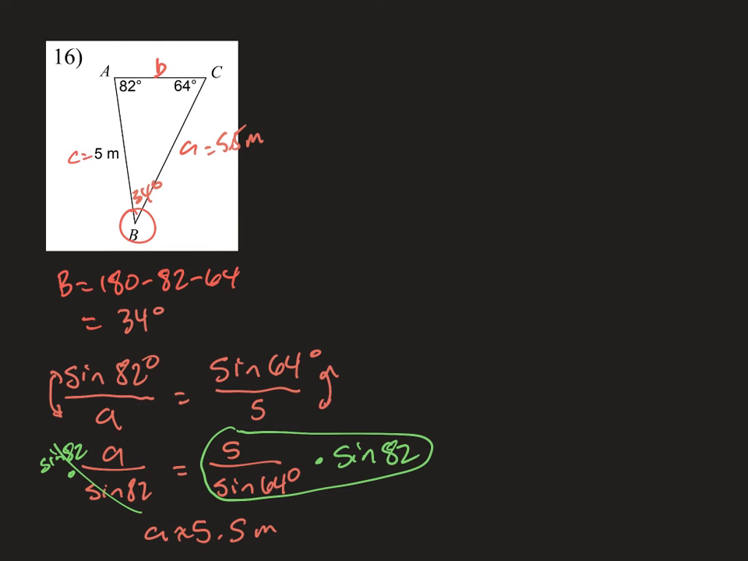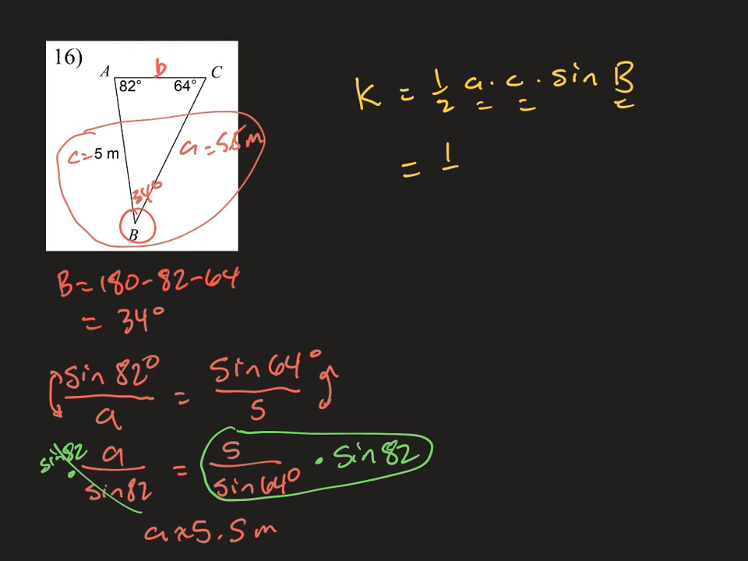And now we can do our area formula, and I'll just use these three measurements here. The formula that I'm going to use, remember K stands for area in this case, is 1/2 times side A times side C times the sine of angle B. Whatever these two sides are, you need the other angle. So the calculation is going to be 1/2 times 5.5 times 5 times the sine of 34 degrees. We just crank that out on our calculator, and that is approximately equal to 7.688, which I'm going to round off to 7.7 square meters.